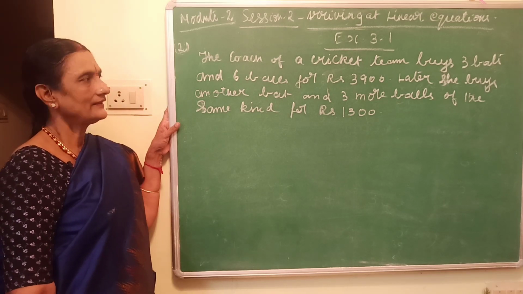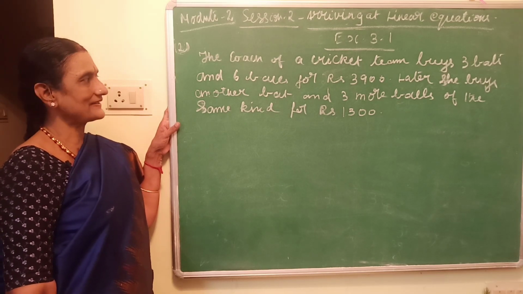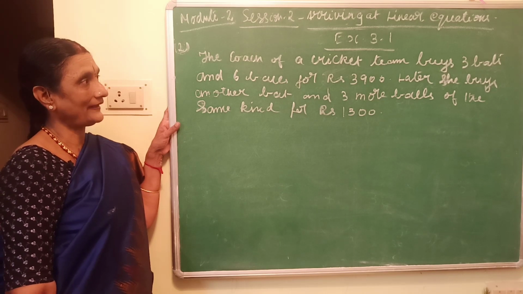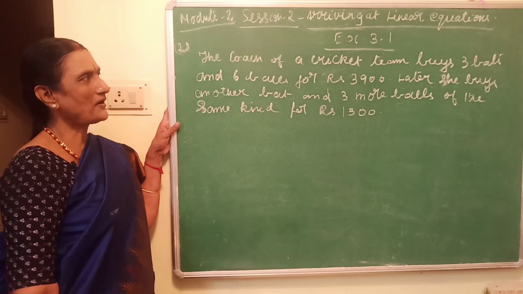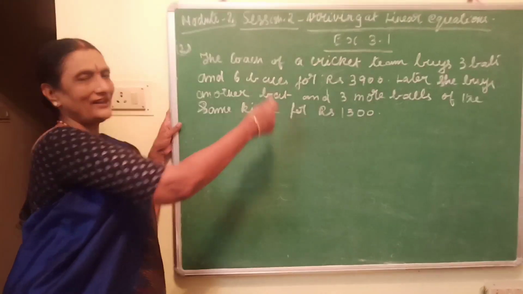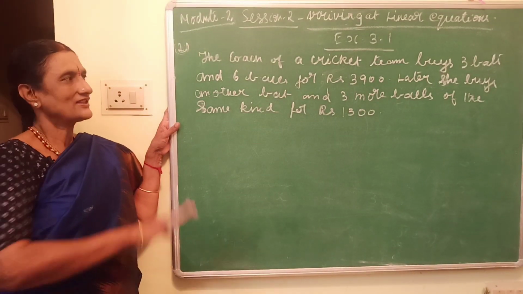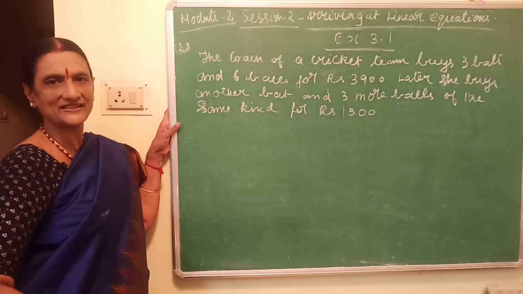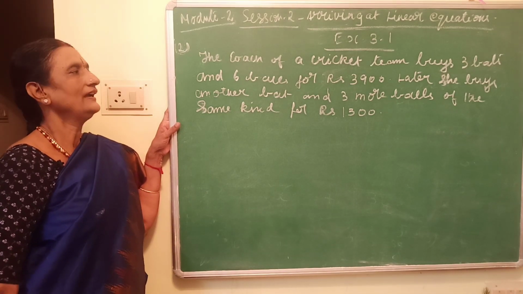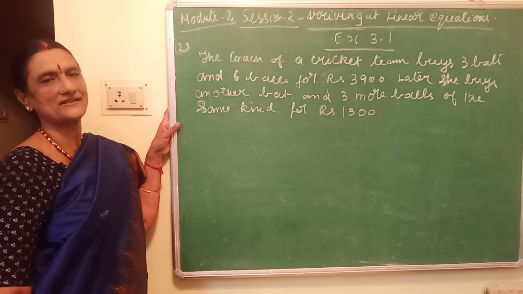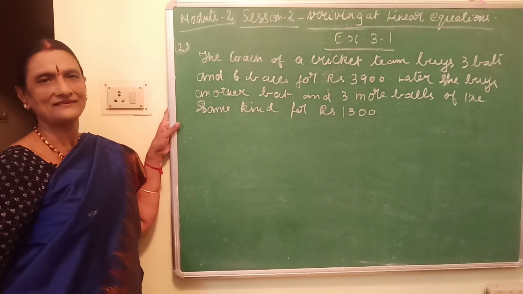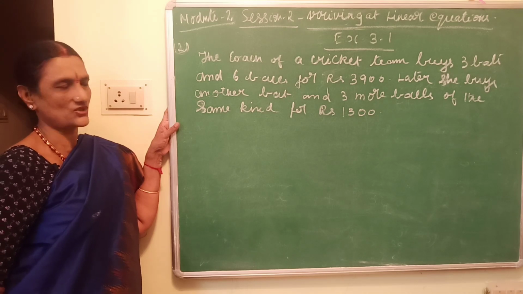Now for that, one more confusion might arise. Another bat means you cannot count the bats as 4 and write. And 3 more balls means you cannot add up the 3 to 6 and write 9 balls. So the first situation, 3 bats and 6 balls, the transaction is over. In the second situation, she just buys only 1 bat and 3 balls. For that she has to pay 1,300. That's how you should understand the situation.